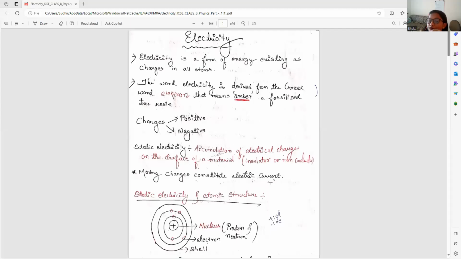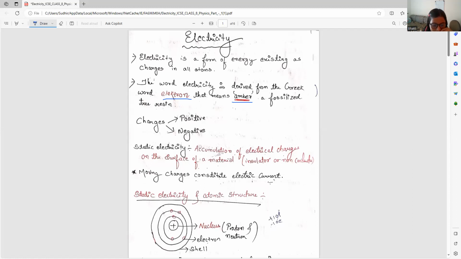What is electricity? Electricity is a form of energy existing as charges in all atoms, a form of energy which is existing in atoms with positive and negative charges. The word electricity is derived from a Greek word, electron. From this word electron, electricity has been derived. Electron means amber.